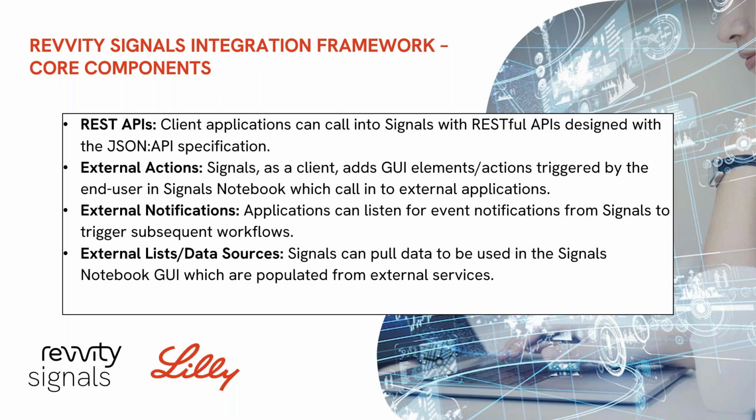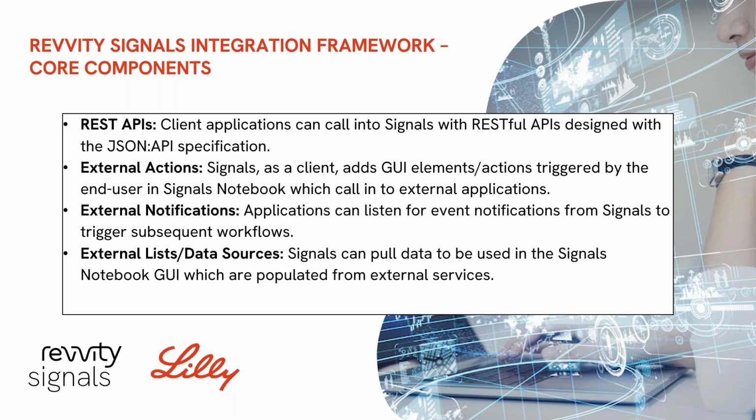And then lastly, within Signals, we have external lists and data sources. This is the option to allow Signals to pull data from your external services that are well formatted for Signals, which can be used as table items. So you can have a key and look up specific data from an external table so that you can keep that table up to date externally and have Signals use it as a lookup.